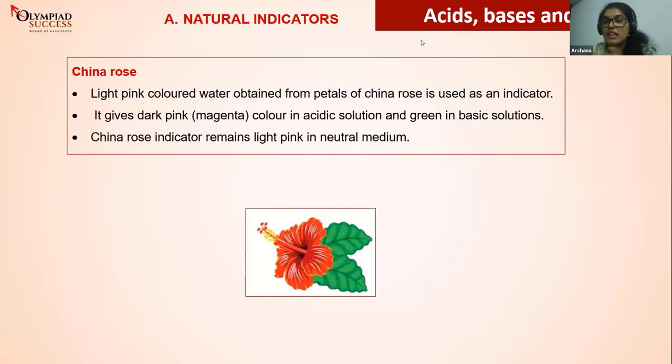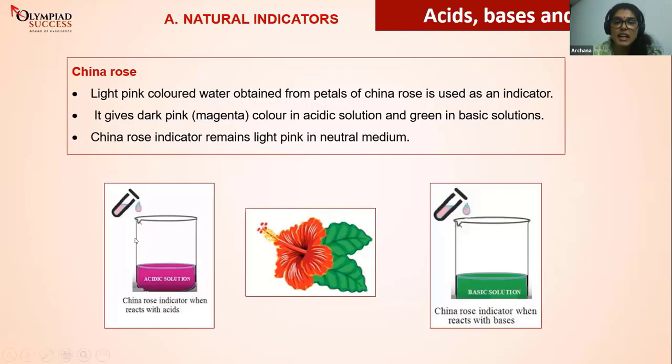But if it comes in contact with base, it will become green. And if it comes in contact with acid, it will become a pink, magenta kind of color. So with acid, it will become pink, that is magenta. With base, it will become green. So now tell me, lemon juice will give which color? Pink or green? Lemon juice.